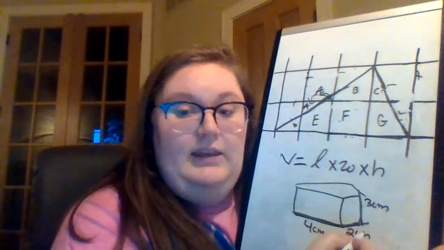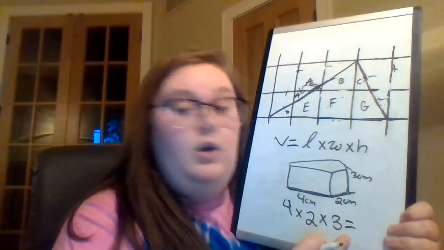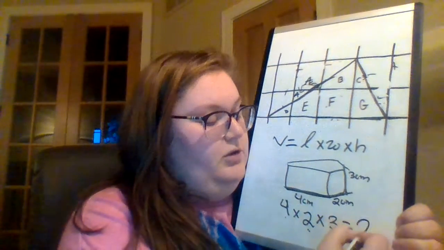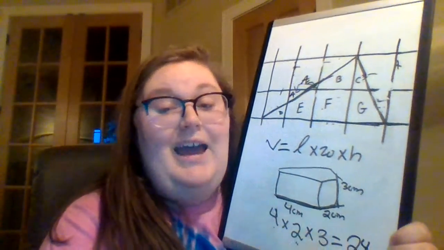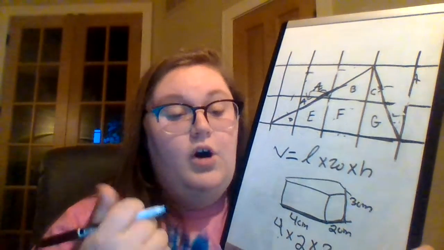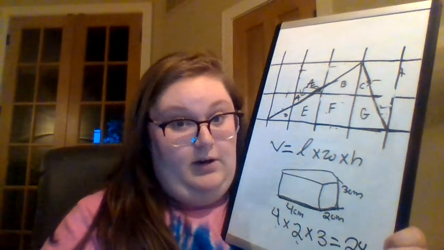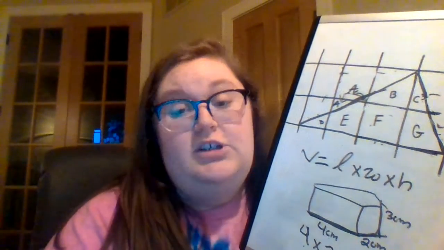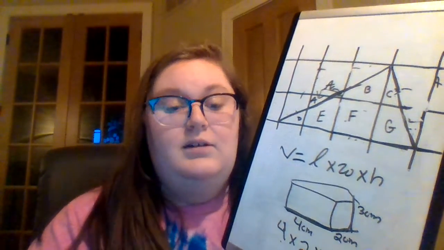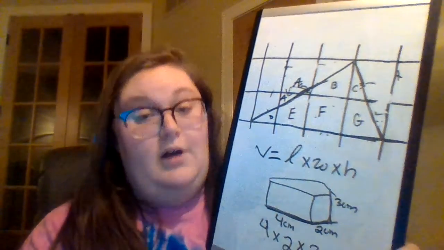So in order to find this now, I have to do 4 times 2 times 3, which if I do 4 times 2 is 8, and then 8 times 3, so my answer would be 24. But I have to remember, every single time I try to find my volume, if this is centimeters, it's going to be cubic centimeters every time. If it's inches, you're going to say cubic inches every time. Okay? So let's go and let's learn about estimating perimeter, area, and volume.